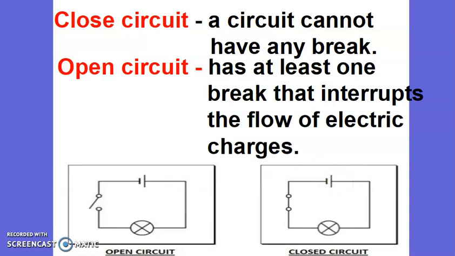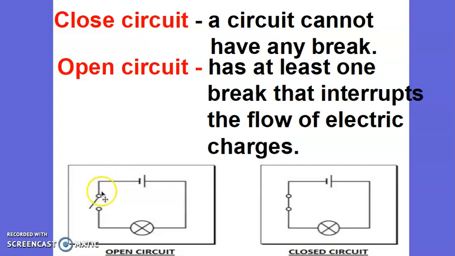As you can see here in this picture, in a closed circuit, the flow of electricity is continuous. It is not broken. So there will be a continuous flow of electrical charges in here. But when we say open circuit, it has at least one break that interrupts the flow of electric charges. Interrupt means it's broken or break or it's cut.